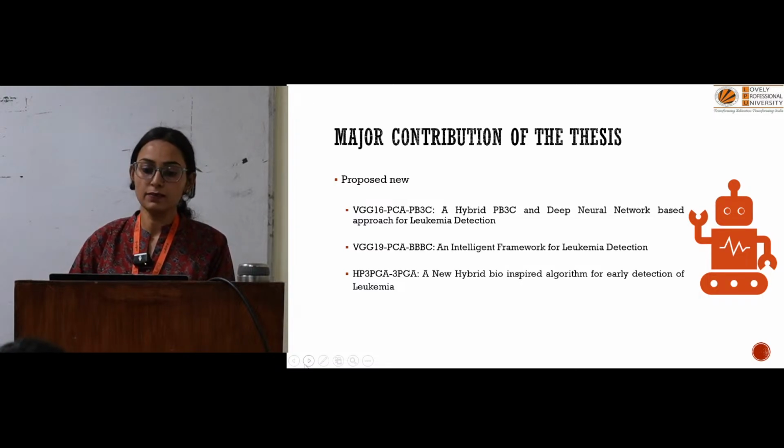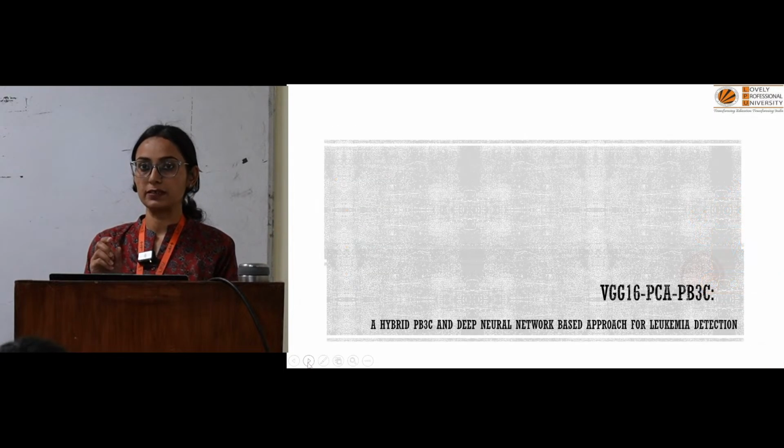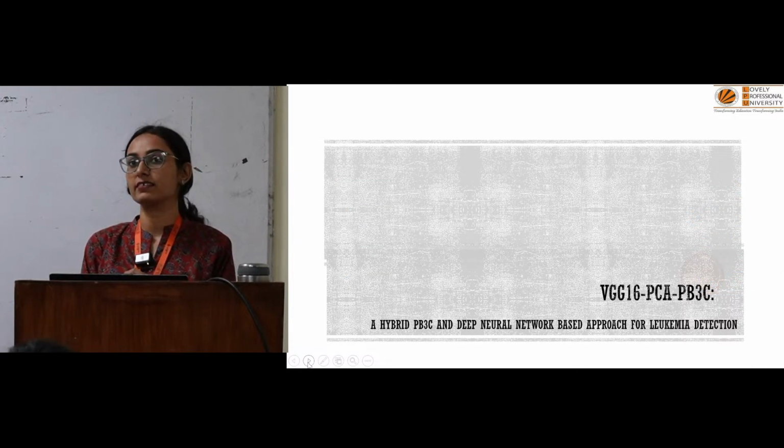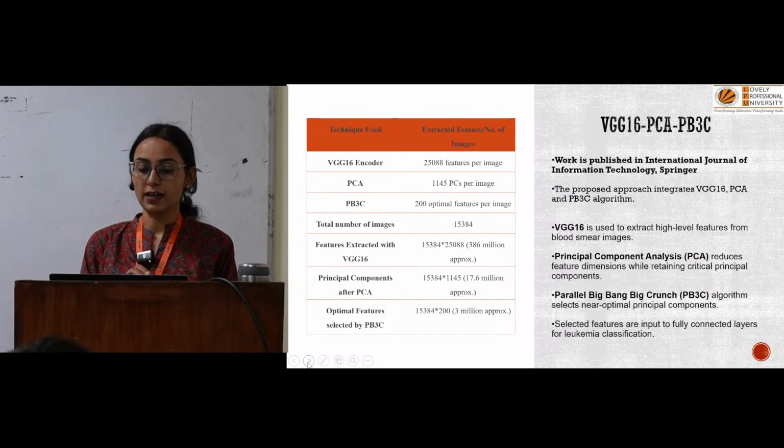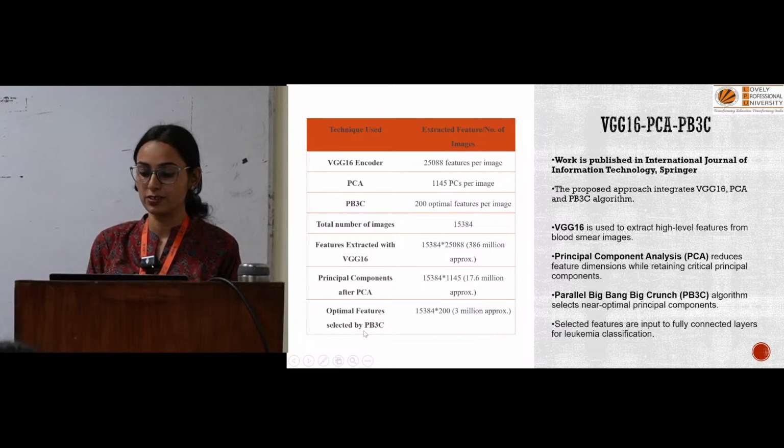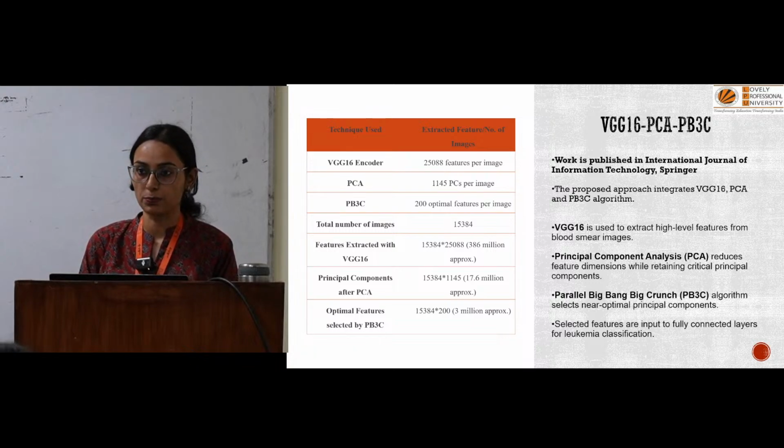The work of VGG16, PCA, PB3C is published in the International Journal of Information Technology, a Springer journal. In this approach three things are integrated together. VGG16 is used to extract the features from the images, extracting 25,088 features per image, and as this is a very large number of features, we need to reduce it. To reduce that, dimensionality reduction PCA is used, which reduces 25,088 features to 1145 principal components. Further, from the extracted components we need to select the most optimal ones, for which PB3C, parallel Big Bang, is used.